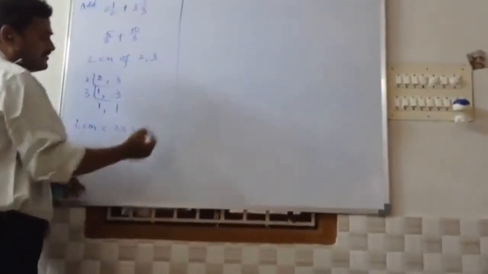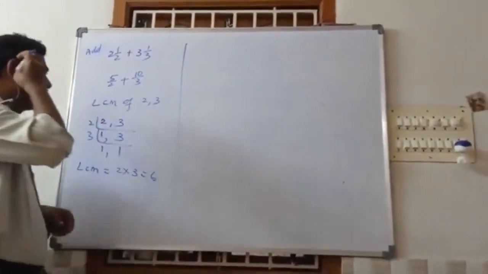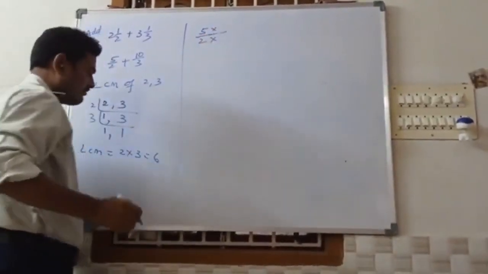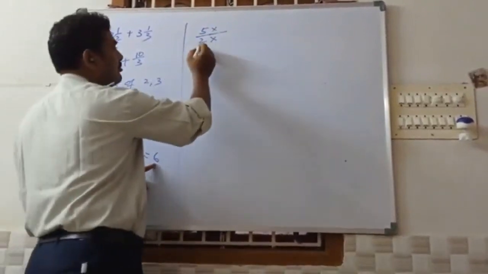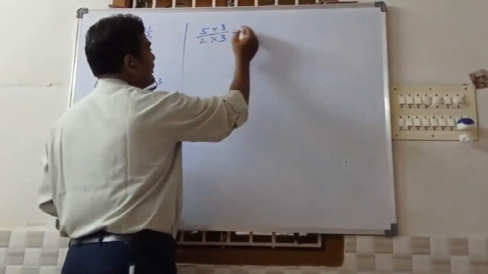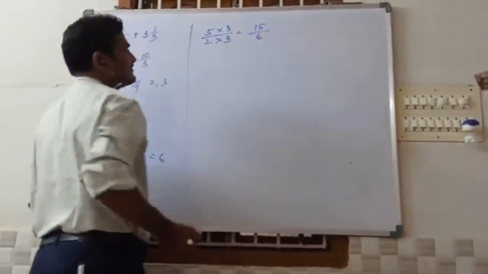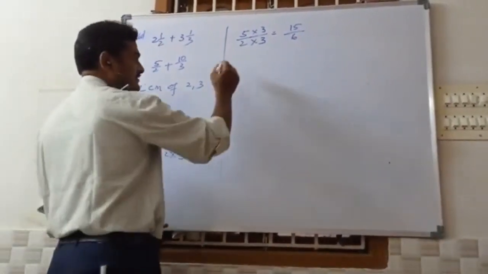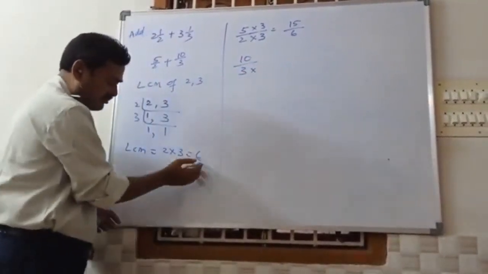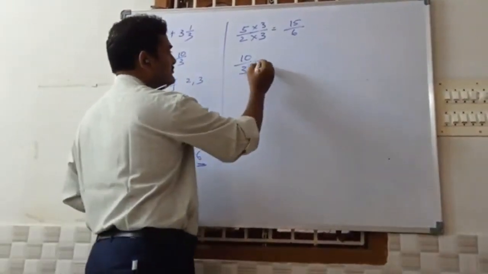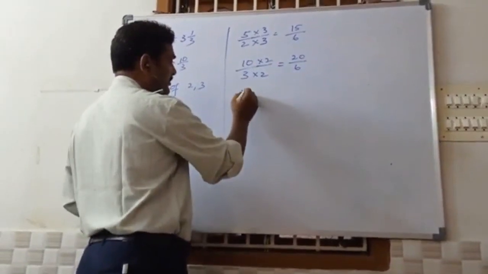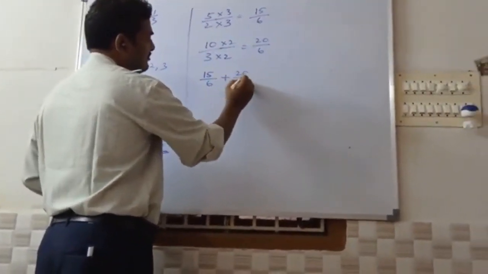LCM is 6. Now take the first number, 5 by 2. Into, here the LCM is 6. So how many times will 2 go? 2 3s are 6. And here also 3. Now 5 3s are 15 by 6. Next the second number is 10 by 3. Now how many times will 3 go into 6? 3 2s are 6, into 2, that equals 20 by 6. Now the first number 15 by 6 plus 20 by 6.